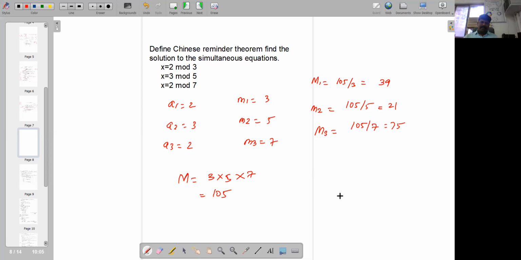What is the value of M1? Capital M is equal to 105. Is it correct? Yes, sir. Okay, okay.